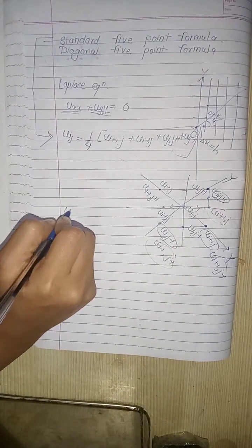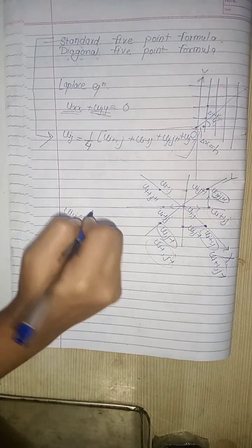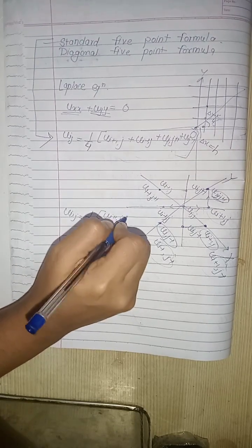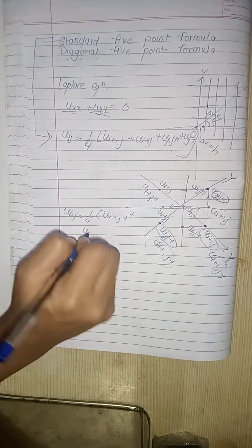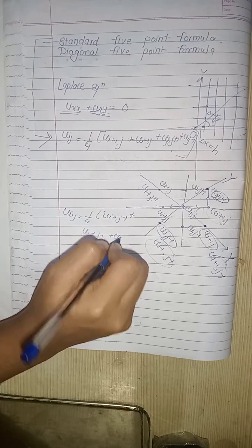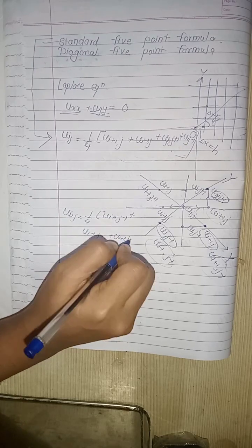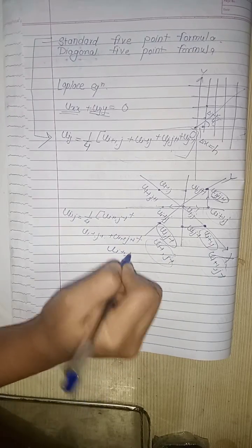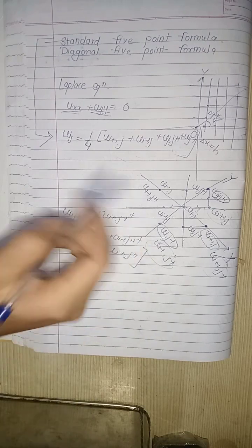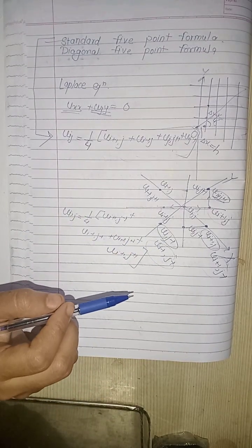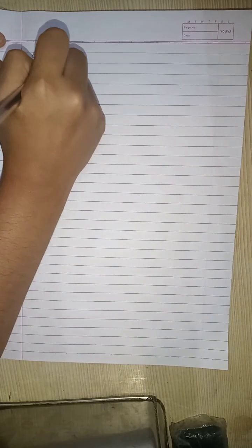So this u_ij, which is equal to 1 upon 4 [u_(i+1,j-1) + u_(i-1,j-1) + u_(i-1,j+1)], and the last one is u_(i+1,j+1). So the average of these 4 points is nothing but the diagonal 5-point formula. Okay. So now our next point is the solution of the Laplace equation.